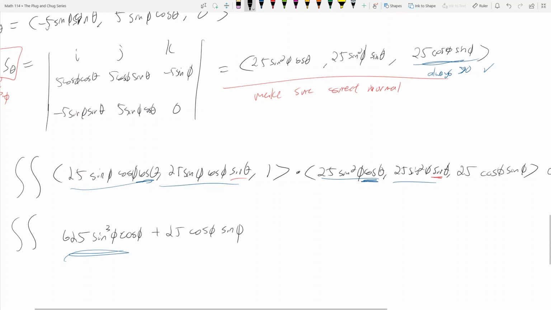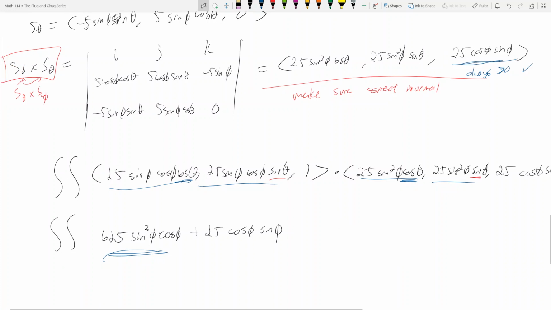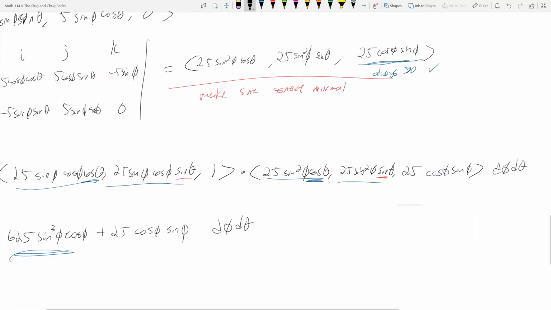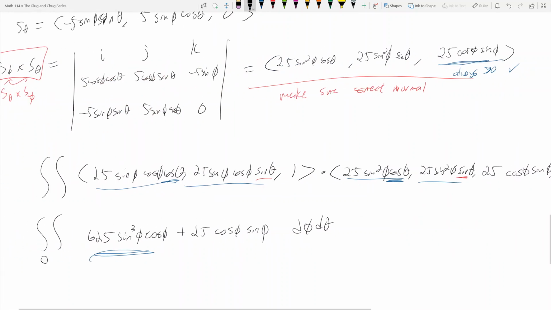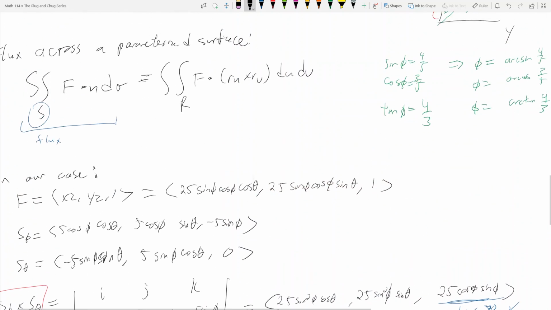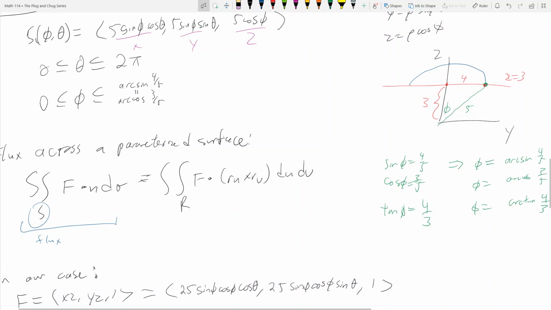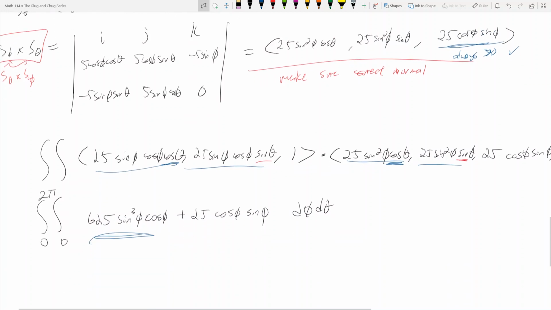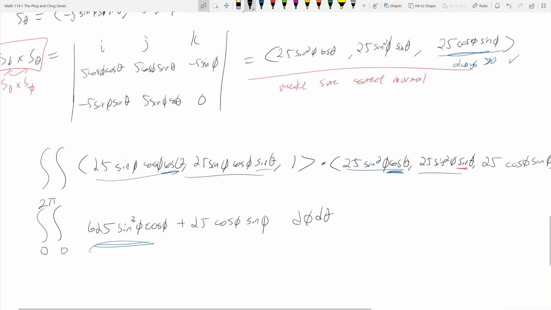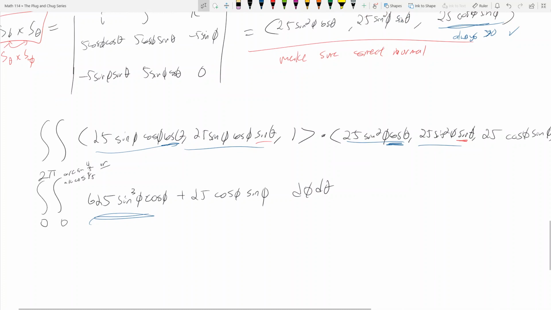And now we need to integrate this. Our bounds were d phi d theta. Hopefully that's what I chose here. It is, okay, good. So theta was 0 to 2 pi. That's fine. And remember, phi was 0 to this wonky bound right here, where I chose arc sine or arc cosine. For now, I'm going to put arc sine 4/5, or arc cosine 3/5. It's really wonky, but let's see what happens. How do I integrate this?